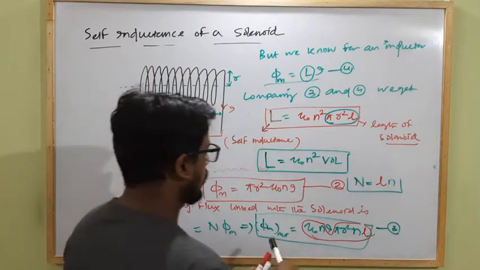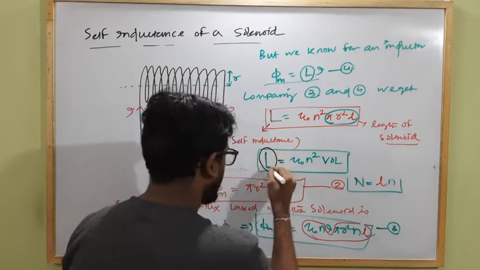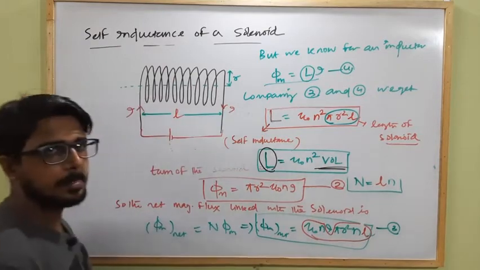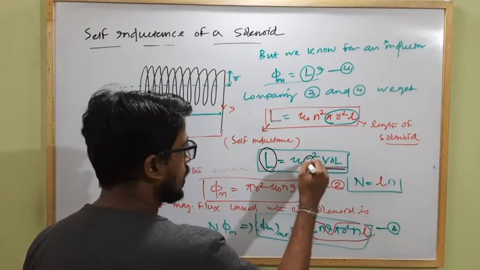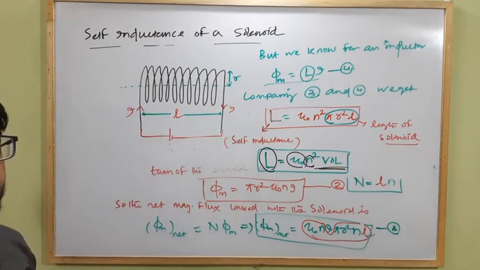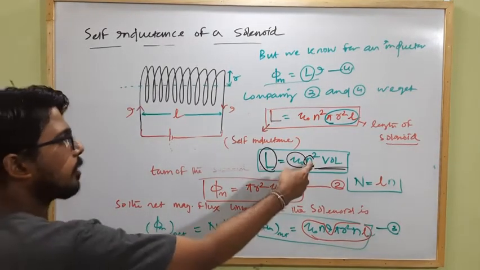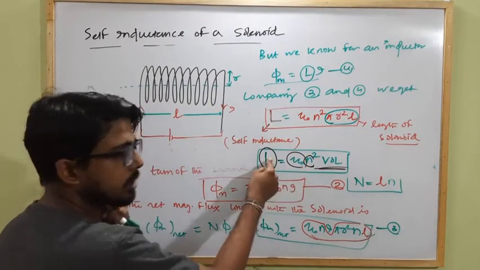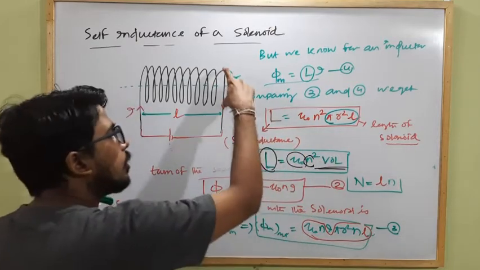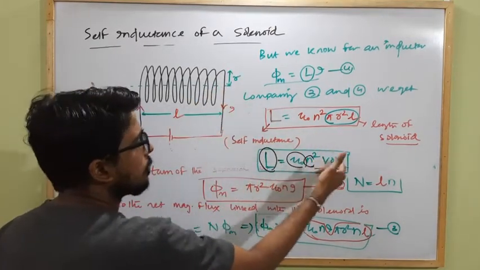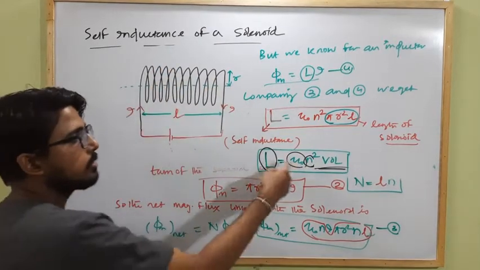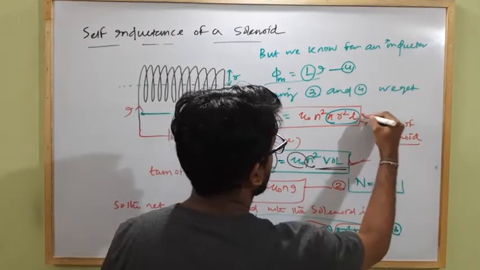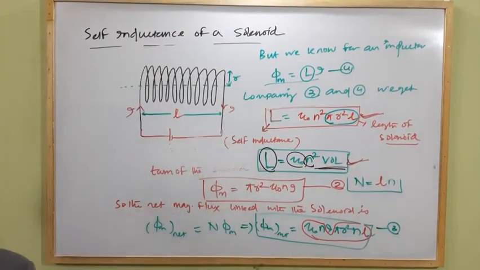That means the self inductance of the solenoid depends upon its dimension, number of turns, and the medium within which it is placed. Clear? So if we increase the number of turns, the self inductance will increase. If we change the permeability of the medium, the self inductance will increase. If we change the radius or length or the volume or the dimension of this solenoid, the self inductance will also change. So you have to remember this formula and this formula. Clear?